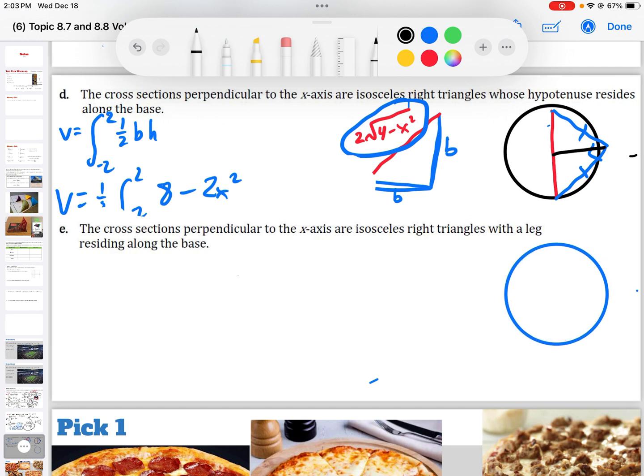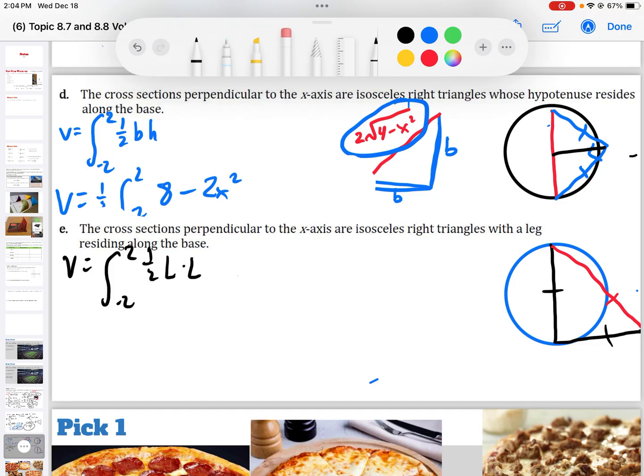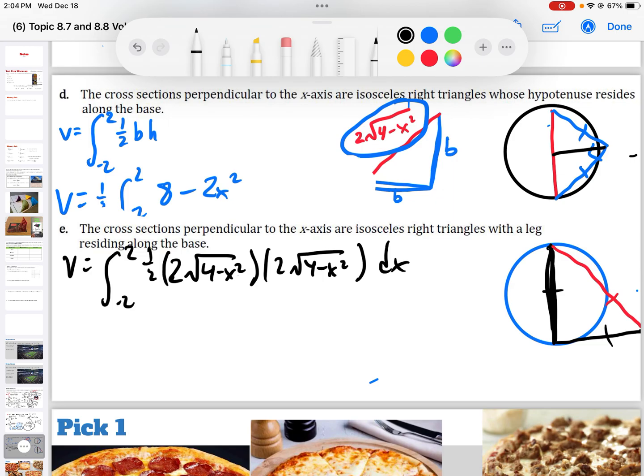Here's your circle, and then each leg of the isosceles right triangle, those two are going to be the same, and then that's going to be the hypotenuse, but I don't really need that. I just need leg times leg. So volume is equal to the integral from negative 2 to 2 still, of 1/2, I can call this leg times leg, base times base, but they're the same thing. So the base this time is the distance from there to there, which we know is 2 square roots of 4 minus x squared, times 2 square roots of 4 minus x squared dx.